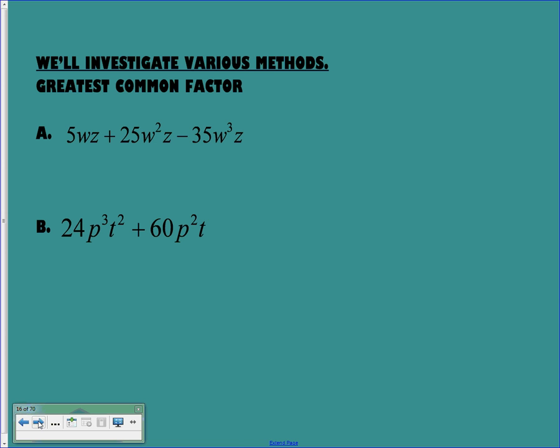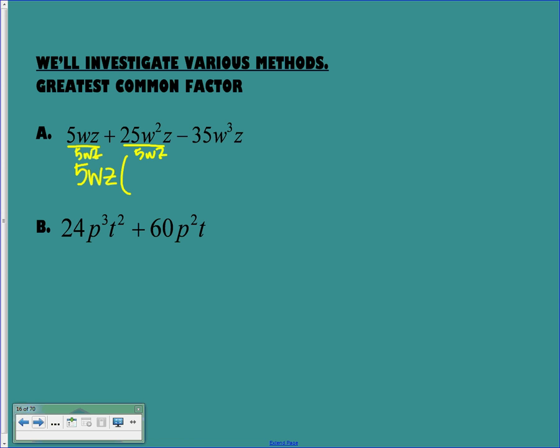If I look at 5wz, 25wz squared z, 35w to the third z, I want to know the greatest thing I can take out of all 3, which would be a 5, and how many variables I can take out. So I can take 1w and 1z out of each, the greatest that you can take out of all. So I'm going to take 5wz and pull it outside the parentheses. Then you're going to divide each piece here by that 5wz to see what you have left.